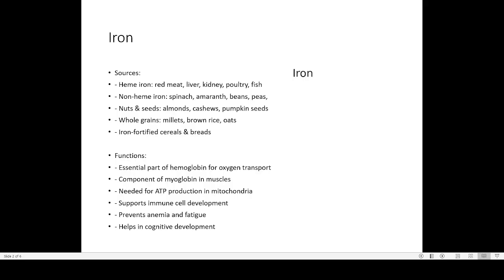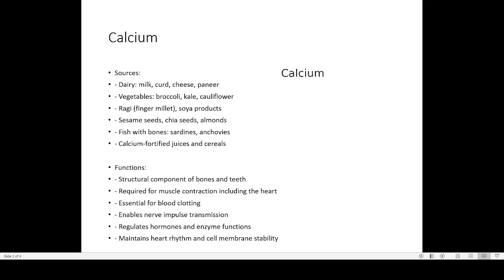So if there is a sufficient quantity of iron, a normal level of hemoglobin will be maintained by our body, and that will be useful. If there is a shortage of iron, that means a deficiency of hemoglobin, that will lead to anemia as well as fatigue. Then it helps in brain development, cognitive development, your intelligence; all these are somehow controlled by the amount of iron. So deficiency of iron can also affect the development of brain functioning as well as intelligence.